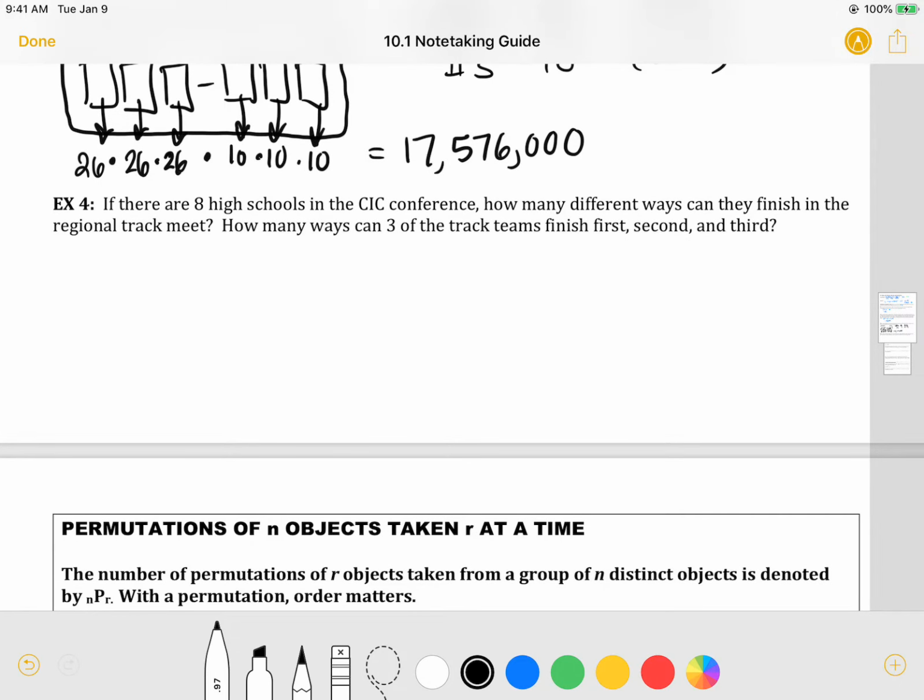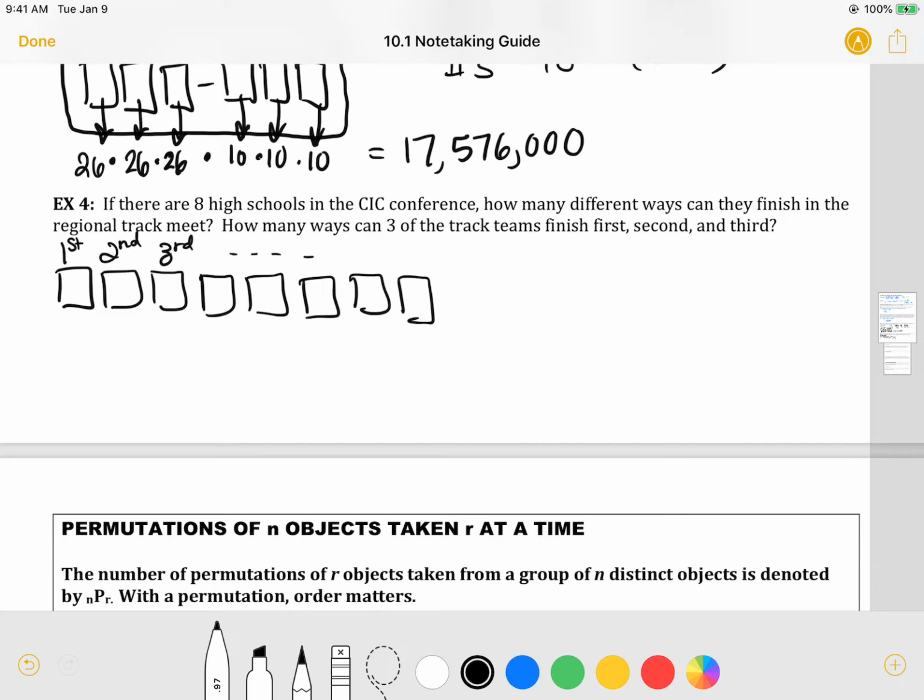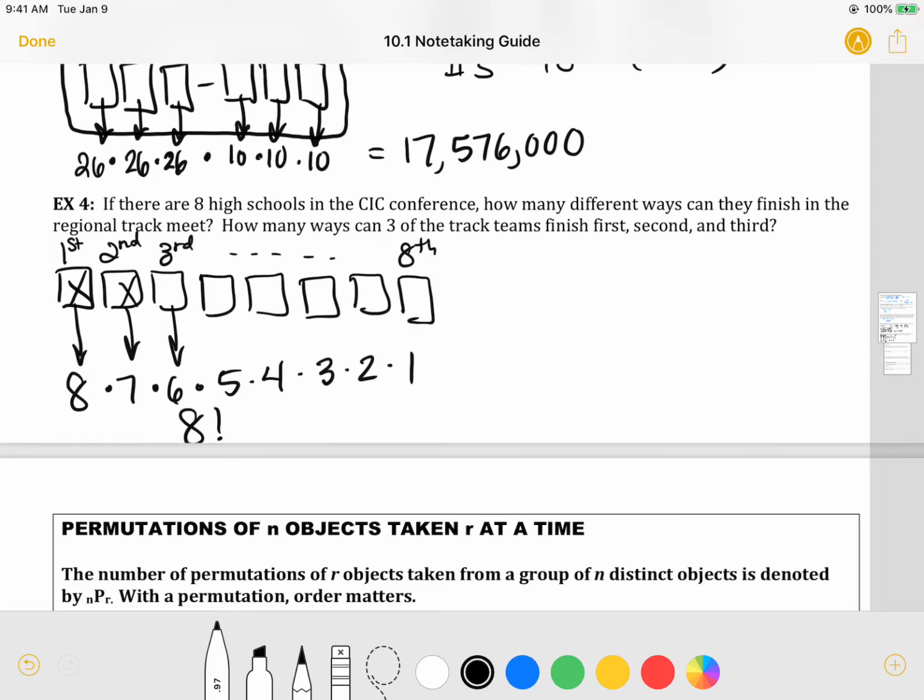Let's say we have 8 high schools in the Cook Inlet Conference, and we want to figure out how many different ways these 8 teams can finish in the regional track meet. Let's outline our 8 different high schools, 1, 2, 3, 4, 5, 6, 7, 8. Our eight finishers: first, second, third, dot, dot, dot. This is going to be 8th place. We're going to choose someone to finish first. We have 8 choices. Once we've used one up, now we have 7 choices. If we've used 2 up, we now have 6 choices, followed by 5, 4, 3, 2, and 1. This is the same thing as saying 8 factorial. When we multiply this all out, we get 40,320 different ways the 8 high schools can finish.